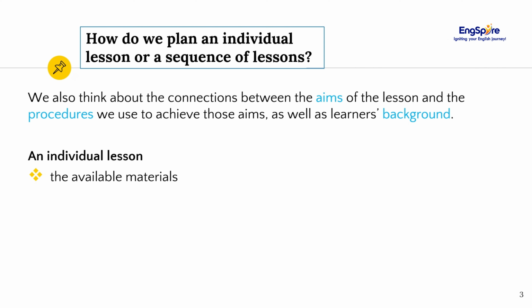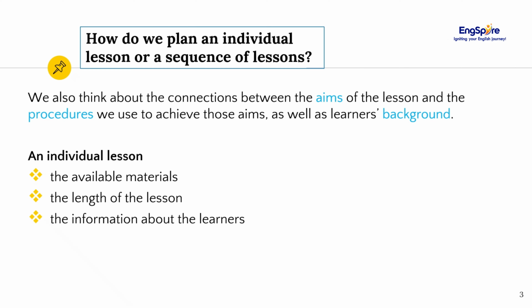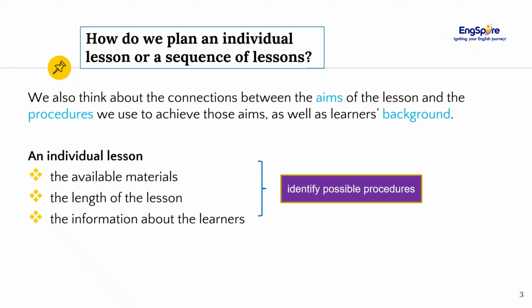Before planning an individual lesson, we should consider three things. First, the available materials. For example, do we have a course book, a whiteboard, or a laptop? Second, the length of the lesson. Third, information about the learners. For example, are they beginners or intermediate? Their age, level, and interests will also affect our lesson plan. After considering these factors, we choose the most suitable procedures.